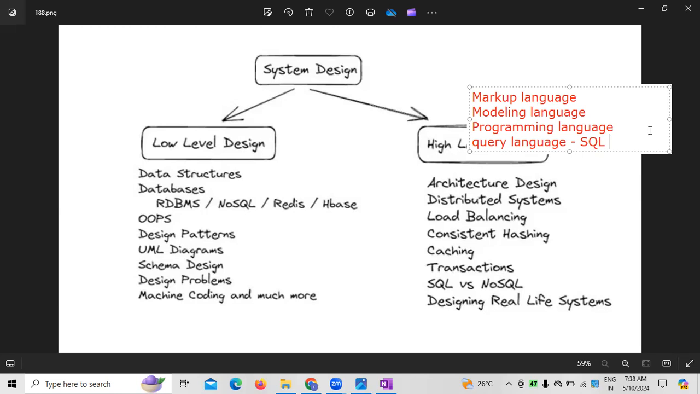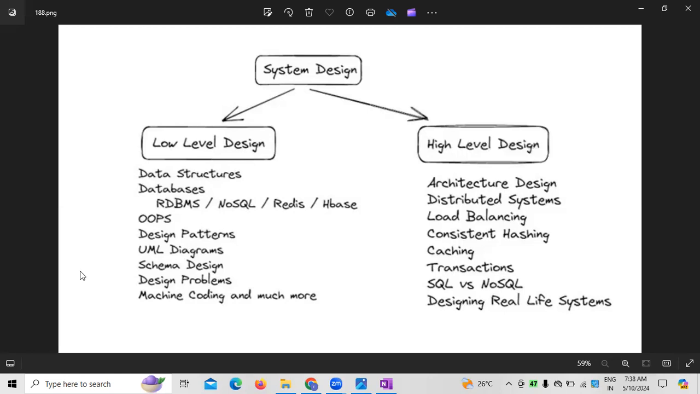SQL and NoSQL are both databases, and NoSQL databases will be there. But SQL is a query language, which is generally used if you want to extract the data. At the same time, designing real life systems all comes under the high level design. So whatever examples I have given, if you're talking about high level design, if you are an architect team or a technical team and want to understand what is involved in high level design, these are the things.